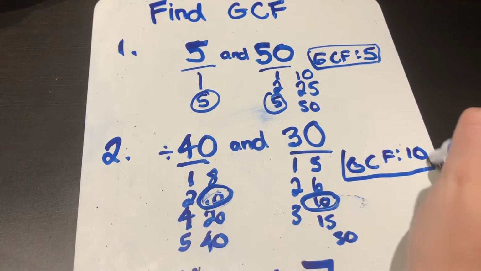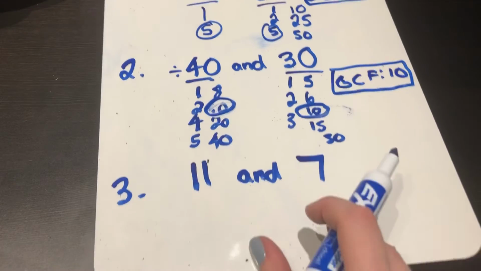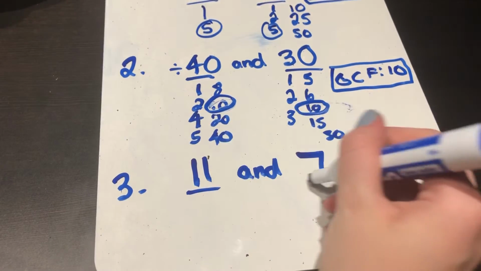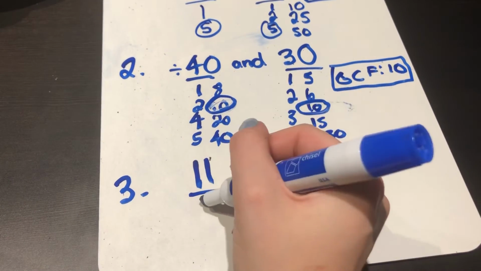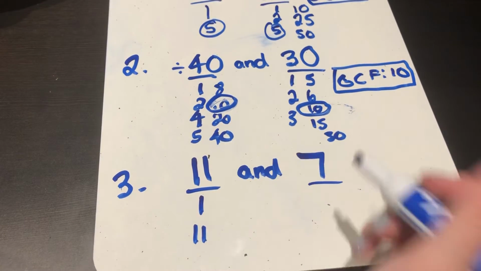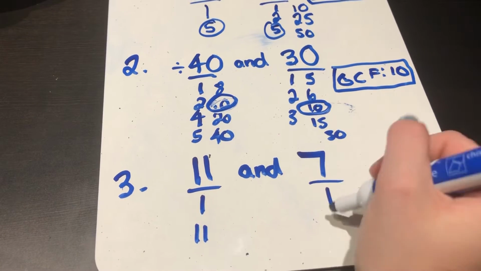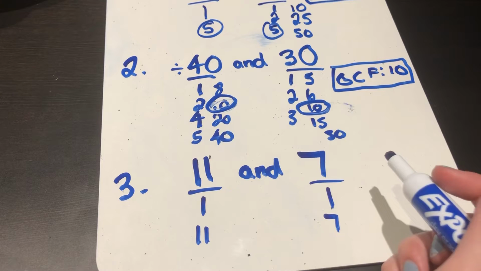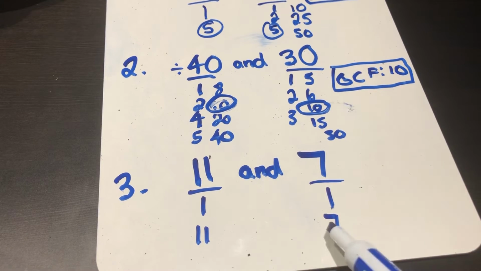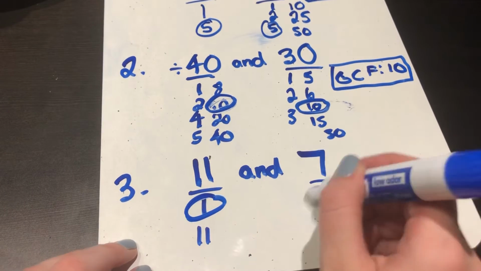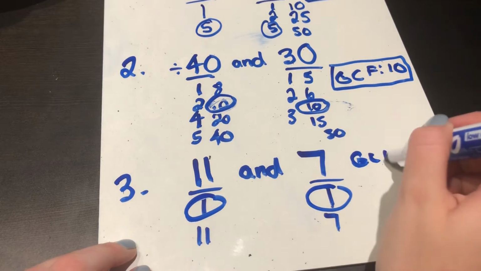Easy, easy. All right, now look at something like this, 11 and 7. What can I divide with 11? Not much. 1 and 11. What can I divide with 7? 1 and 7. That's it. They don't really have anything in common except for 1. So the GCF is going to be 1.